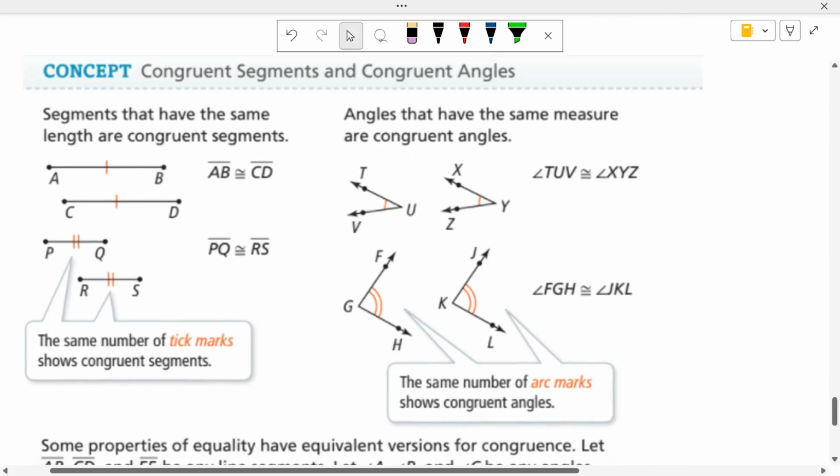Okay, so congruent segments. What are congruent segments? They are the same length. So in geometry here, we make tick marks to say, well, AB is the same as CD. If you have two tick marks, PQ would be the same as RS. RS is not the same as CD because this has two tick marks, this has one tick mark. So if they have different tick marks, they're not the same. If they have the same tick marks, they're the same. Angle marks, if they have the same angle marks, they're congruent. That means they're the same size.